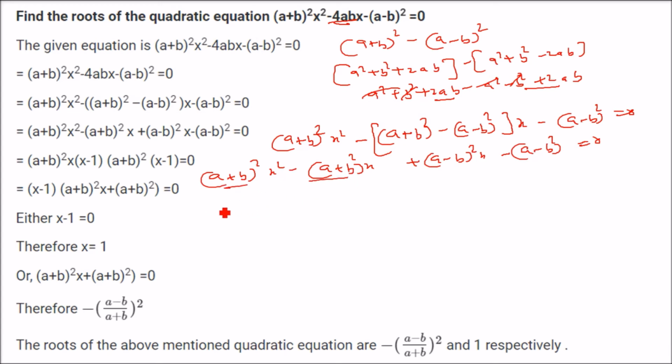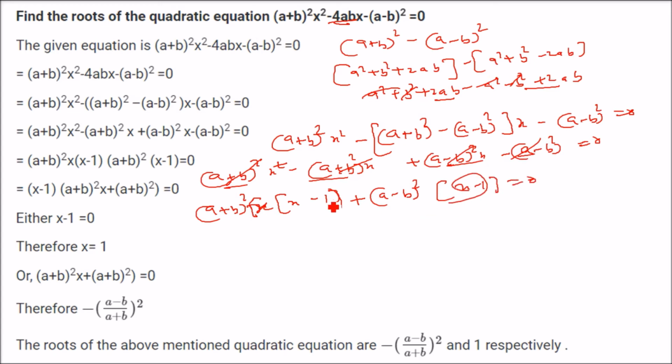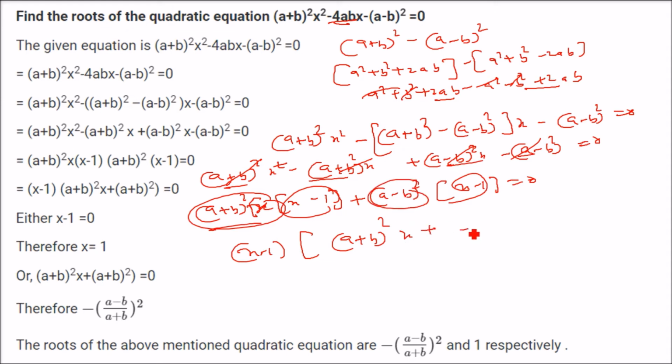Take (a plus b) whole square common from here, (a plus b) whole square x. I'm taking (a plus b) whole square x common from here, so x minus 1 will remain. Let us take (a minus b) whole square common from here. What do we get? x minus 1. Now take x minus 1 common from here. We get (a plus b) whole square x, and then we have (a minus b) whole square. This is (a minus b) whole square, right?